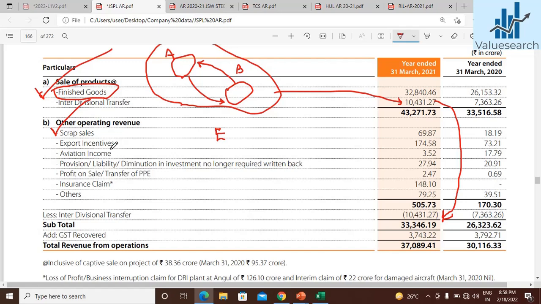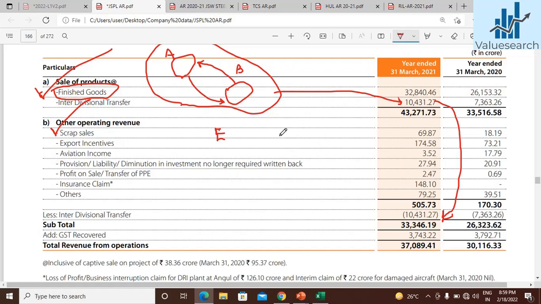Aviation income, similarly you have of this amount. Provision liability, and diminution in investment no longer required written back. So this provision or liability or diminution in investments no longer required was written back, of 27.94 crore rupees. So now what is this provision written back?